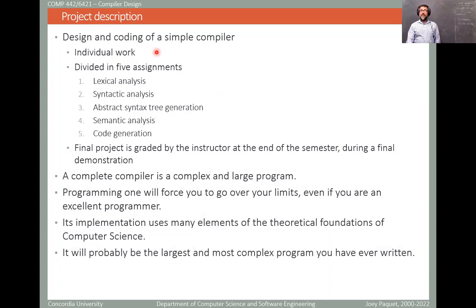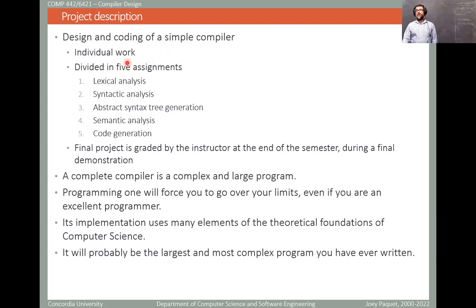So here we go, briefly describing the project. What does the project consist of? What you have to do is to design and code a simple compiler. Again, simple not in the sense that this is a simple program. It's very far from being a simple program, but in terms of a compiler compared to industrial level compilers, it is indeed a very simple compiler. So this is very important to understand.